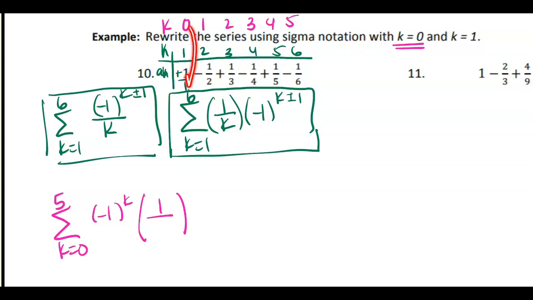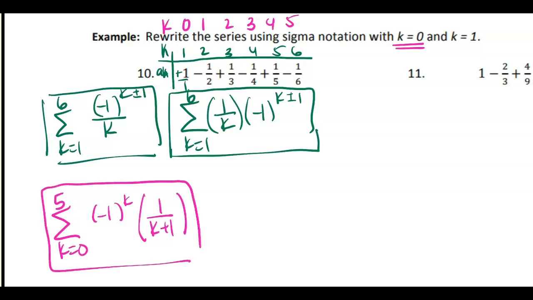If I take 0 and put it down here, I would have to add 1 to get 1. If I had k equals 1, put it in the denominator, I would have to add 1 to get 2. Same thing for 2. If I had 2 in the denominator, I'd have to add 1 to get 3. So let's put a k plus 1 in the denominator to make it equal to our denominators that we want. This is just one way of writing your answer. Another way we could write this, 5, k equals 0. We could rewrite this as -1 to the k power over k plus 1.